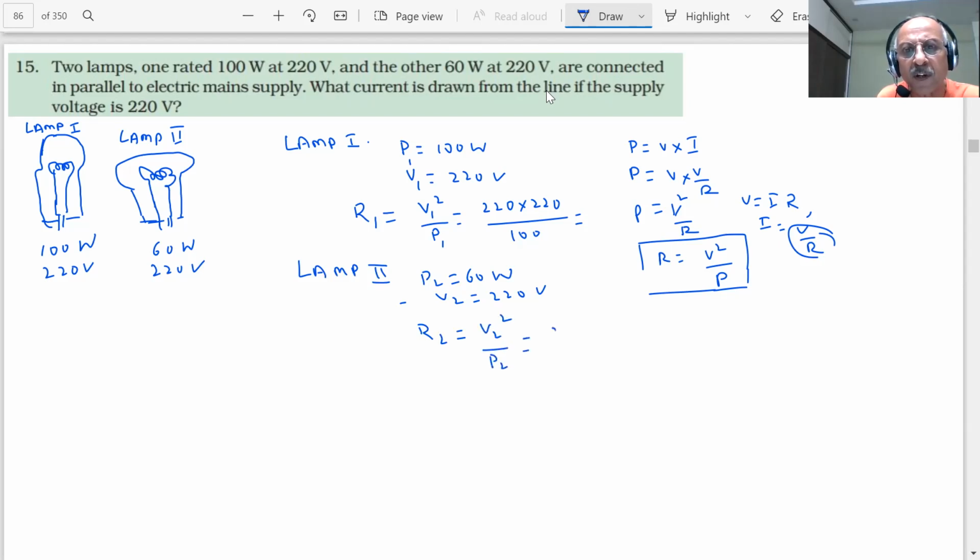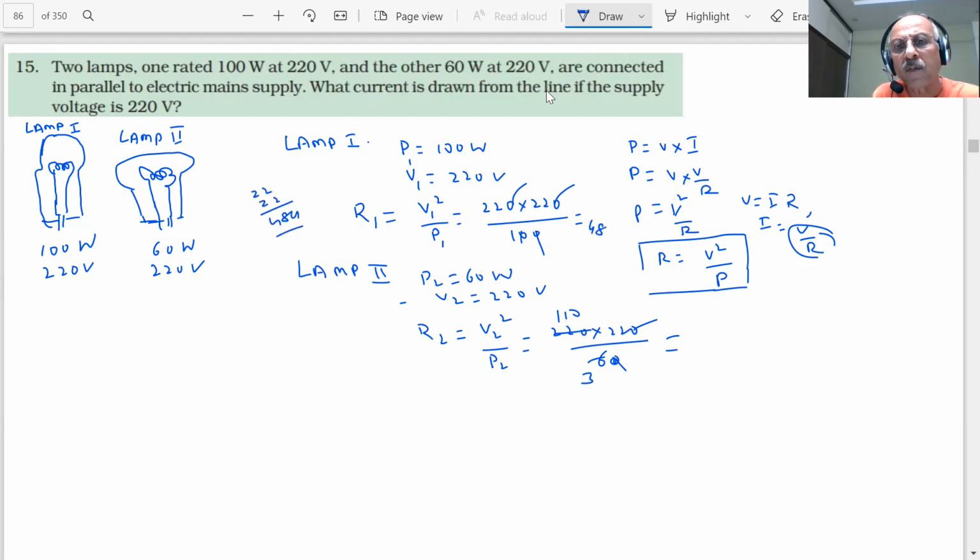What is V2 square? 220 into 220 divided by 60. Calculate the values of these two first. How much are you getting? Cancel, cancel. 22 into 22. How much will it be? 484. 484 ohms.